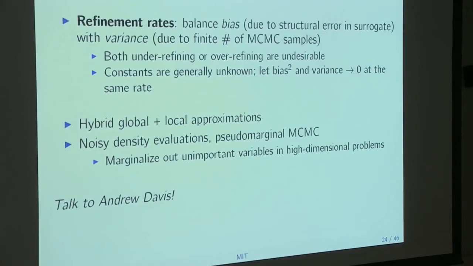How do I do this when my density evaluations are noisy? This happens when your forward model is stochastic. The other variables we're trying to get rid of. These are a lot of ongoing efforts, and I'll put a plug that you should talk to Andy Davis about all these things. That's what he's working on.